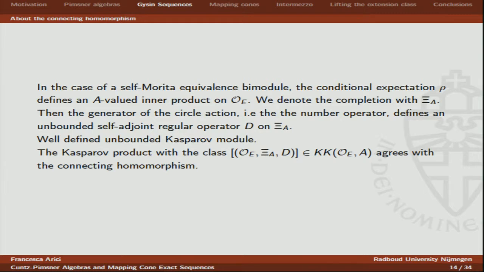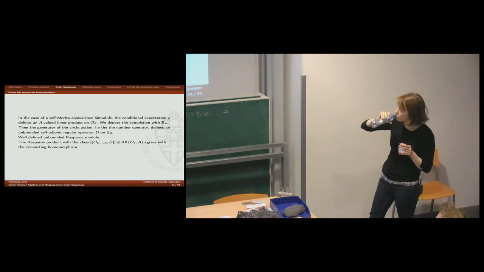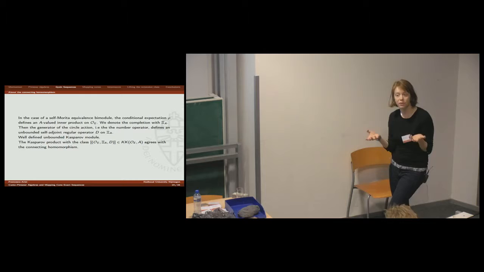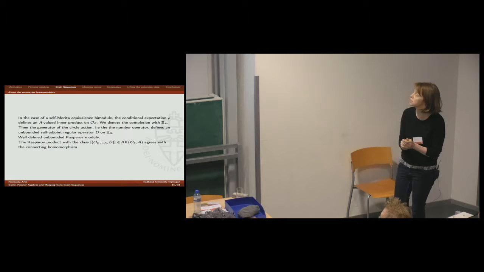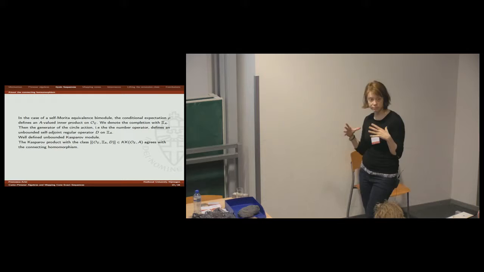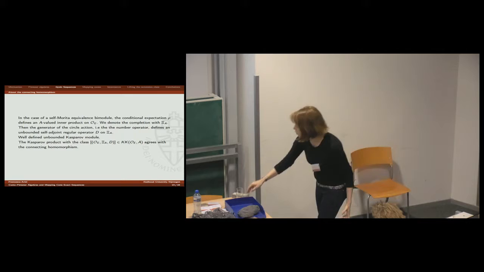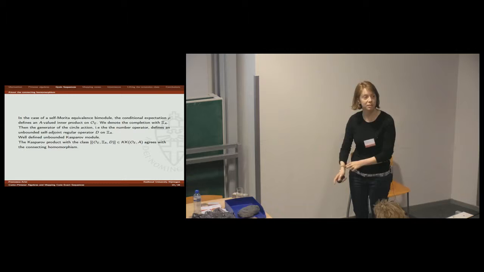Let me make some remarks about this connecting homomorphism that appears in the six-term exact sequence. As I already said before, if we are dealing with a self-Morita equivalence, the conditional expectation, which takes values in the fixed-point algebra, will actually take values in the algebra of scalars. So we can define a valued inner product on the elements of the Pimsner algebra, and if we denote the completion of this module with respect to this inner product, we get a new module that I denoted with capital Xi eta, thanks to Magnus Goffeng for the notation.